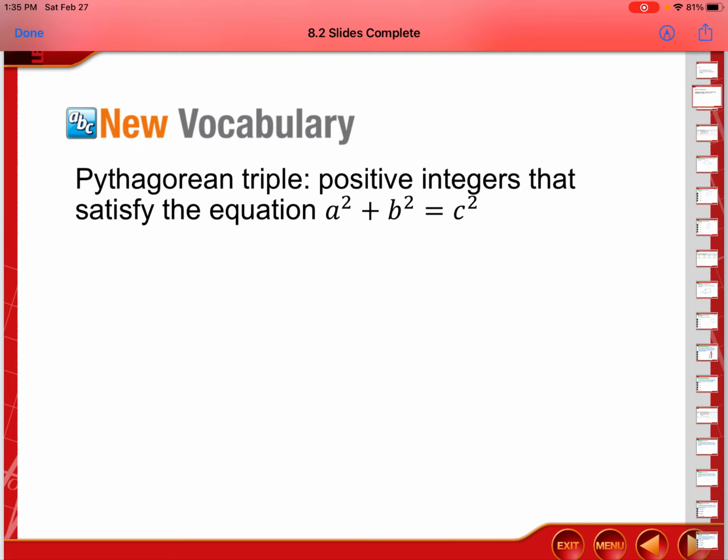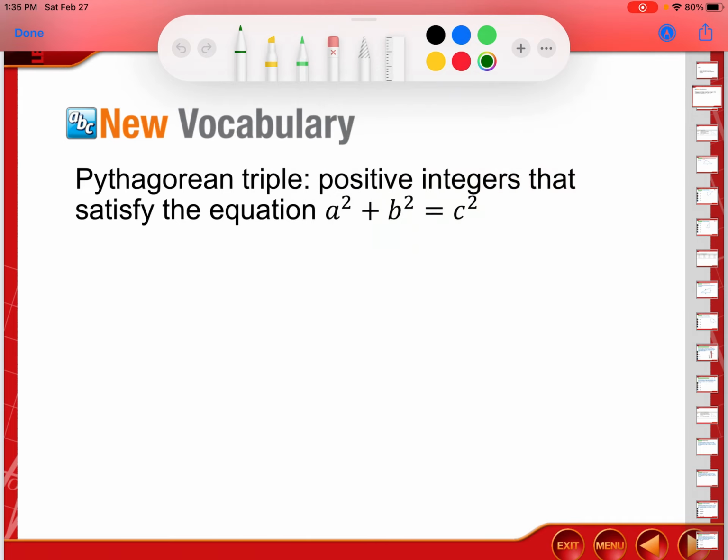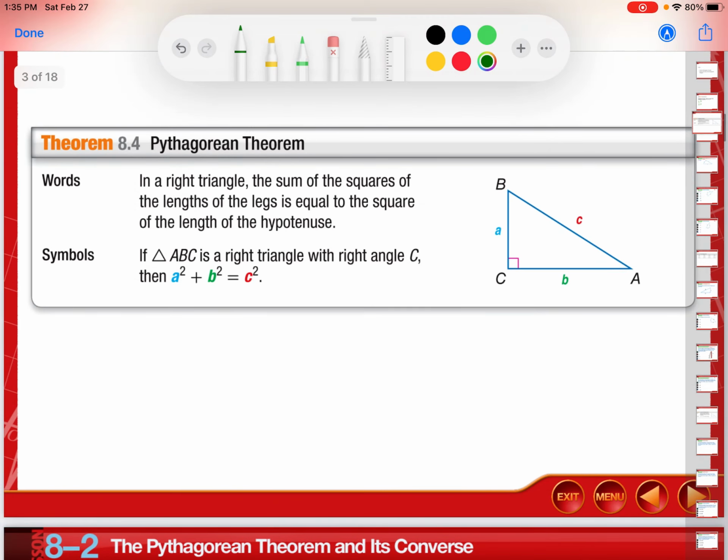So first things first, Pythagorean triples. A Pythagorean triple is a group of positive integers that can satisfy the equation a squared plus b squared equals c squared. And what that means essentially is a, b, and c all have to be integers, meaning your positive counting numbers.